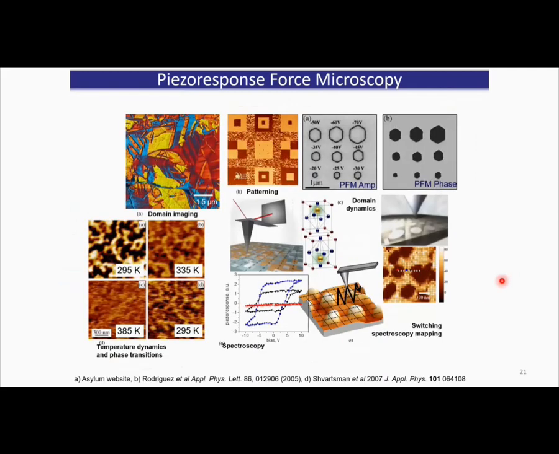Okay, and PFM, of course, can be used for a wide variety of applications, from imaging to patterning of ferroelectrics, to studying domain dynamics in ferroelectrics, to doing local switching spectroscopy studies, as we'll talk a little bit about. You can do measurements as a function of temperature and other parameters. As we'll see later, you can do measurements as a function of tip pressure as well.